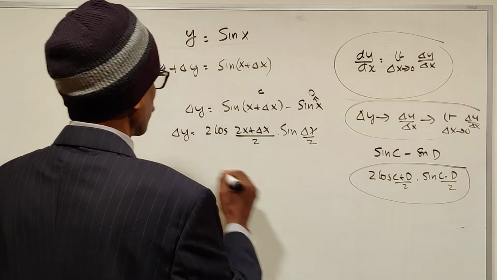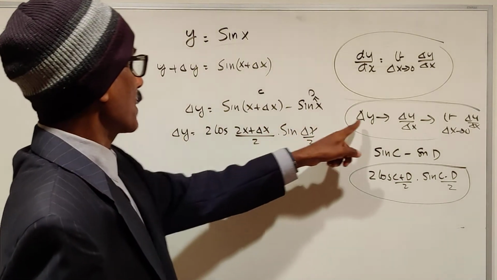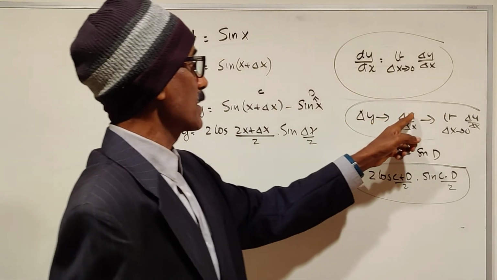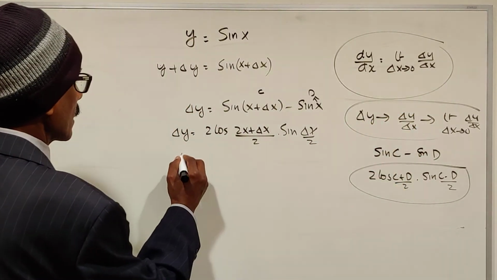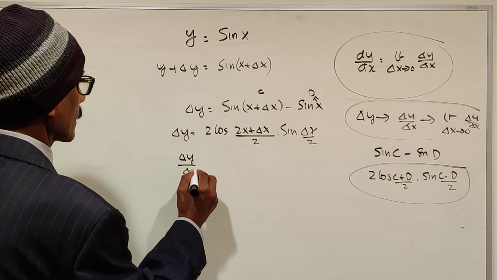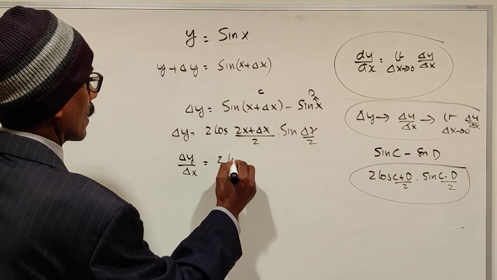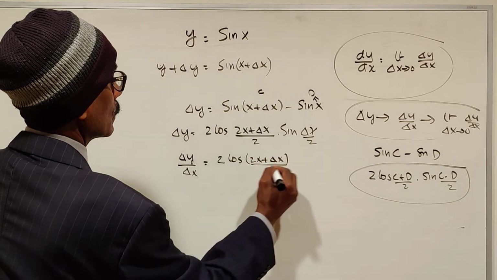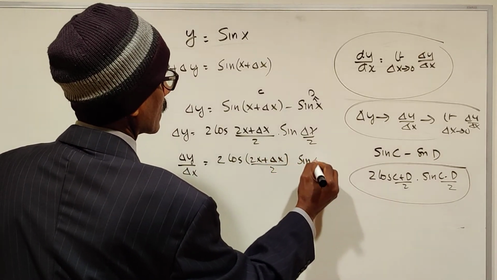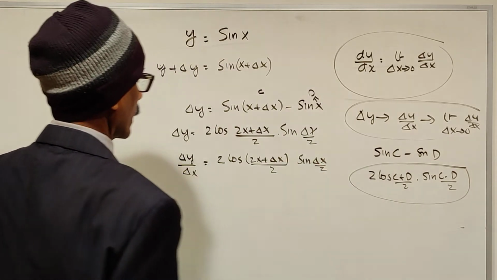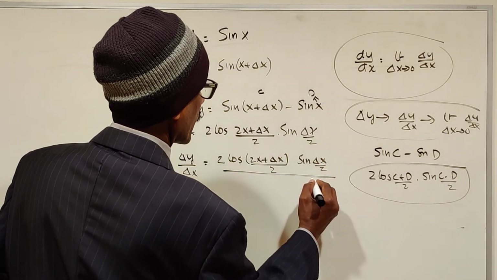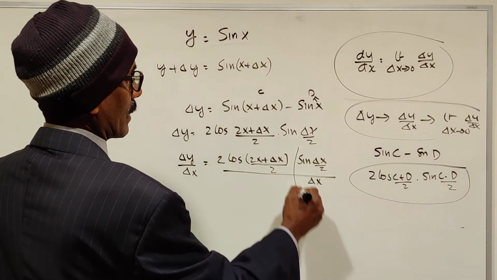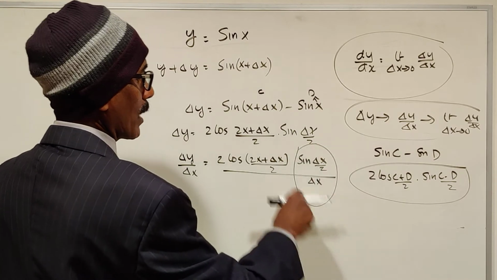Okay, right now we found delta y. The next step is delta y by delta x. Delta y by delta x equals 2 cos((2x plus delta x) by 2) sin(delta x by 2), divided by delta x. I am going to write delta x here because we are going to find out a formula for this one.